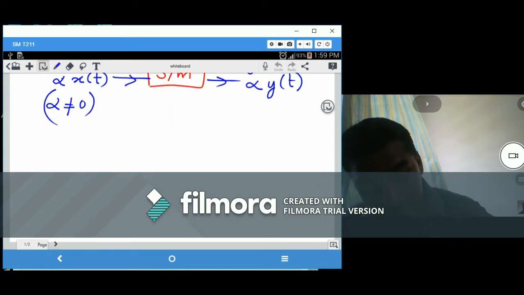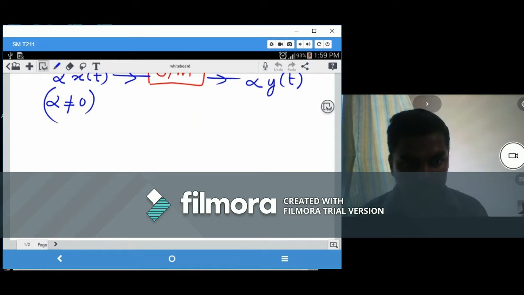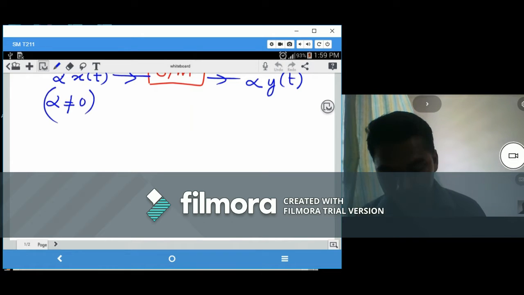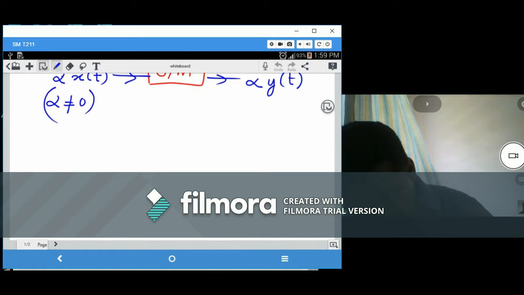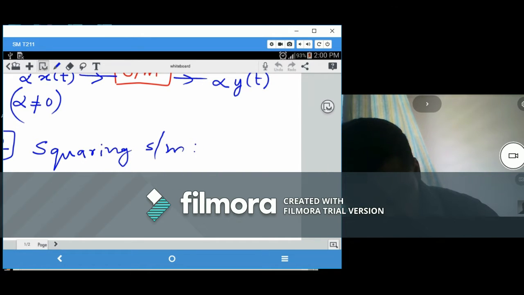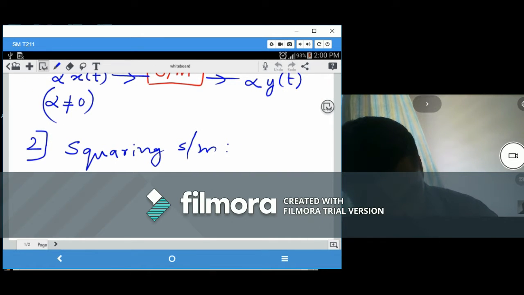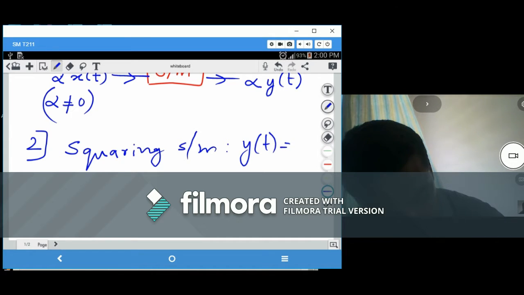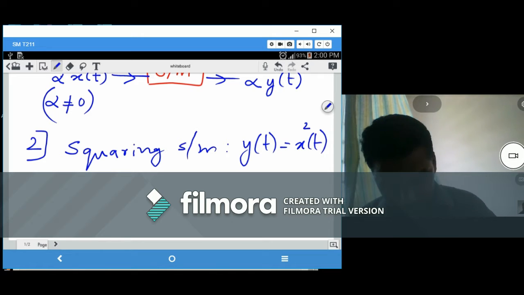Now let us take a negative example to understand this property more clearly. So the second example that we consider is that of a squaring system. As the name suggests, the system can be represented as y of t is x of t square.